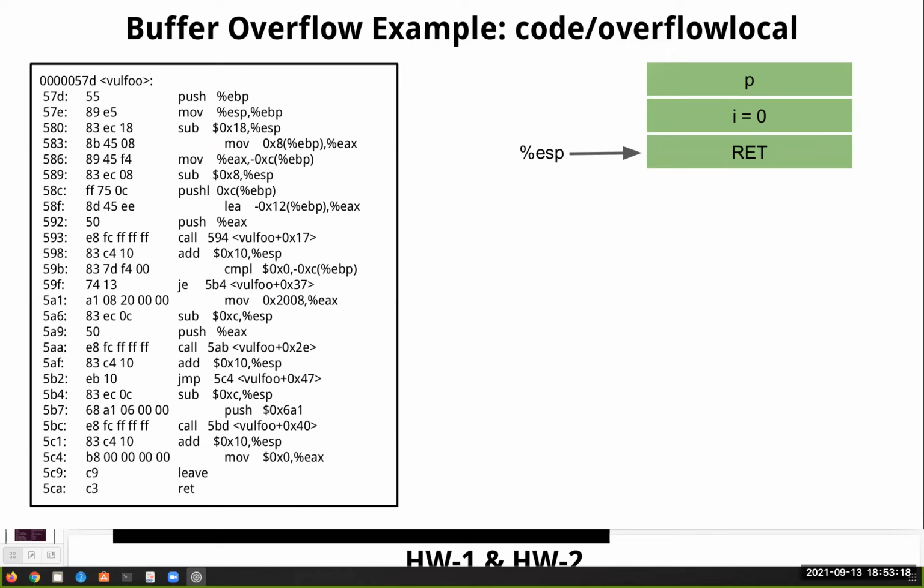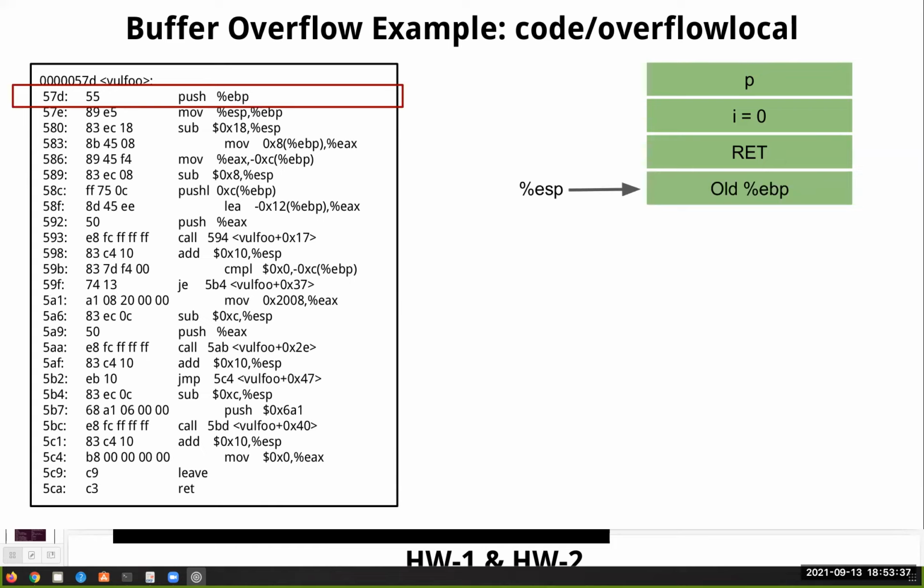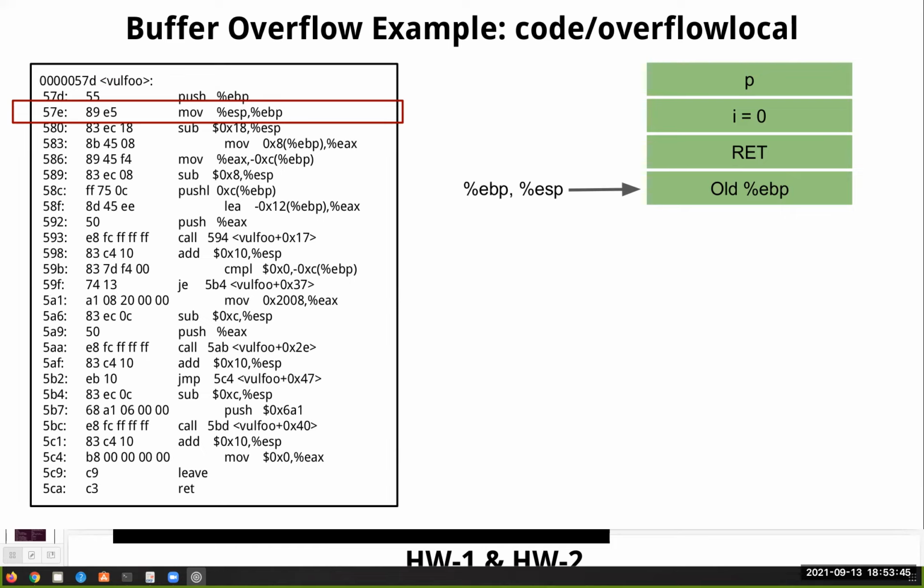So I actually have an animation here. This is inside the vulnerable function. At the very beginning, we have the address of P, and at the bottom of the stack, we have 0, the first argument. Then we have the return address. So now we push EBP. This is actually after the red box. If we push EBP, then we move ESP to EBP.